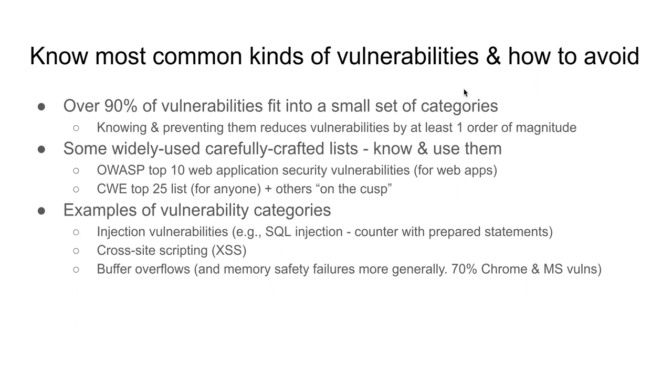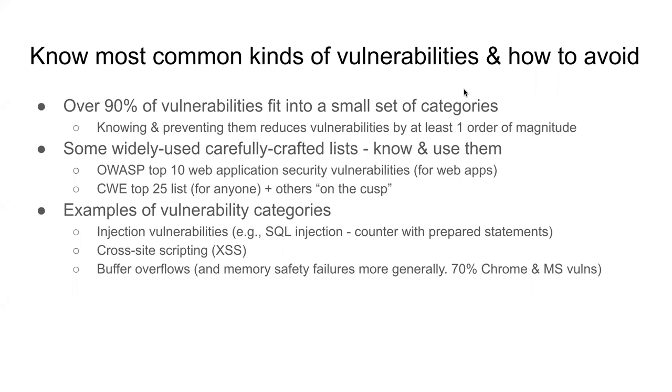The 25 is actually a little bit misleading, because they do list 25, but they also list some extras on the cusp, which are a couple extra that aren't the top 25, but maybe you should think about those too. The good thing is, once you know about these common kinds of vulnerabilities and how to avoid them, you squash an incredible number of vulnerabilities in your software.